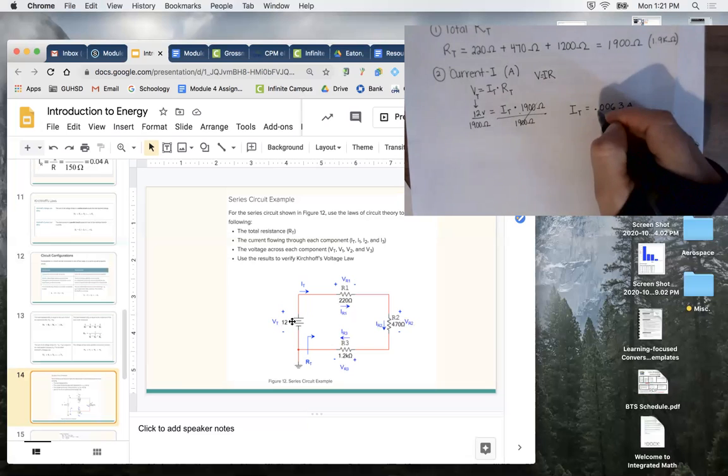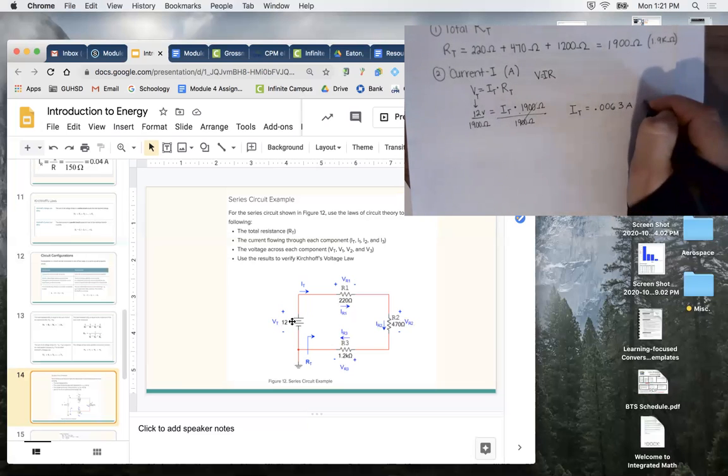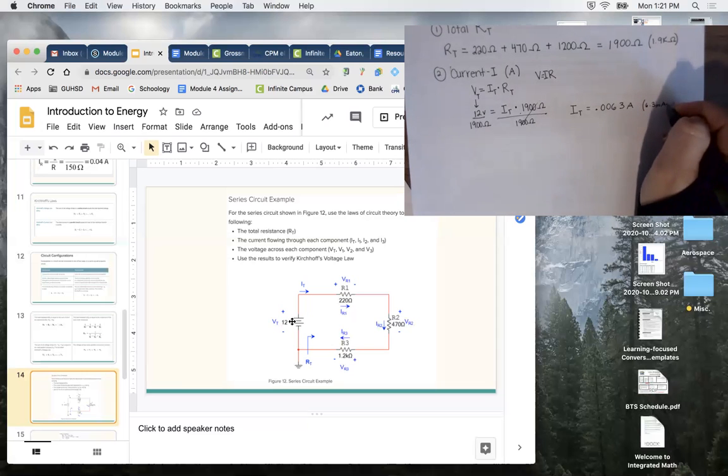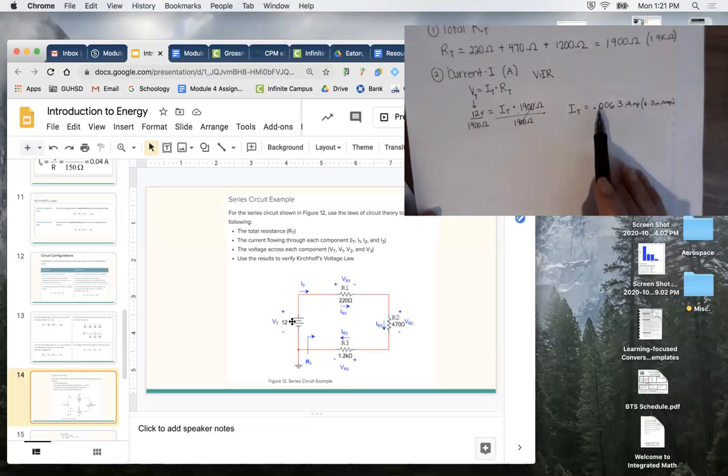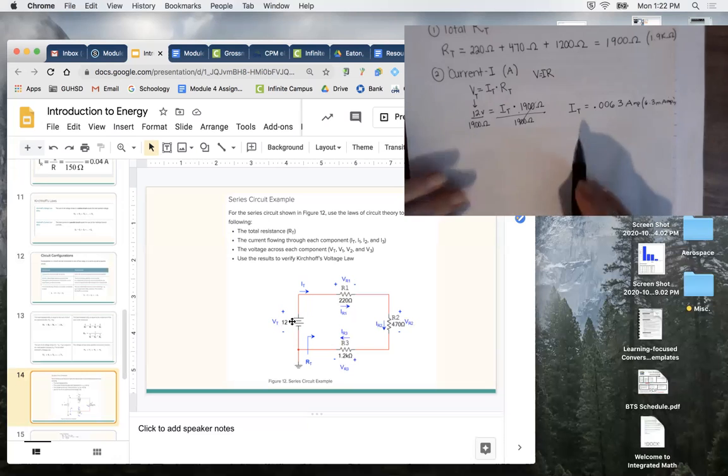You also might see this as 6.3 milliamps. Sometimes amps are written as AMPs as well. I usually put A, but AMPs is another way to put it. I want you to start seeing that, because if you move this decimal 3 places, you'll see milliamps sometimes as well.